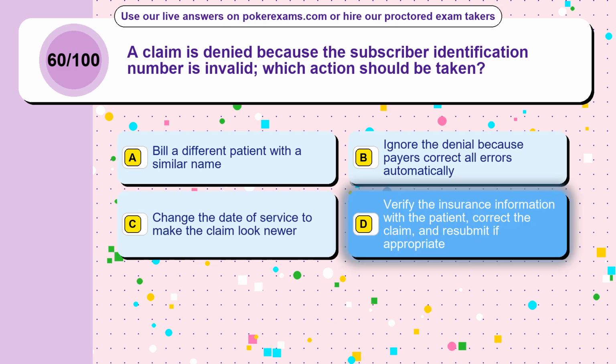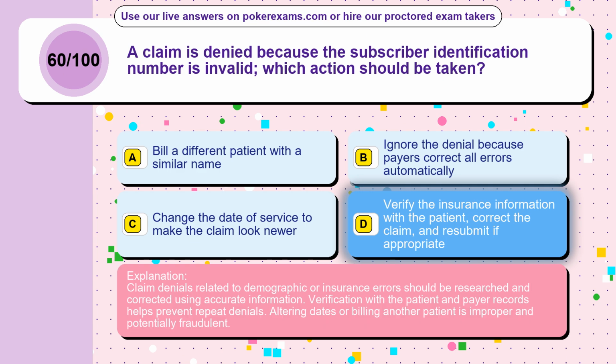The correct answer is option D. Verify the insurance information with the patient, correct the claim, and resubmit if appropriate. Claim denials related to demographic or insurance errors should be researched and corrected using accurate information. Verification with the patient and payer records helps prevent repeat denials. Altering dates or billing another patient is improper and potentially fraudulent.